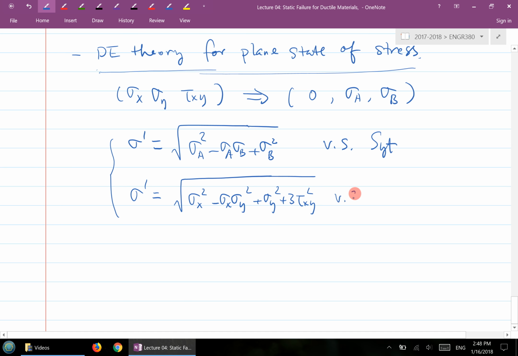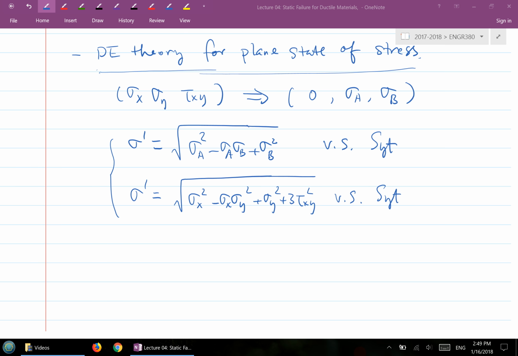Now you compare with SYT using this expression. This is only for plane state, because all that is involved here is just sigma x, sigma y, tau xy. If you have a 3D state of stress, then you will have sigma z and tau xz, tau yz, and it will be different.